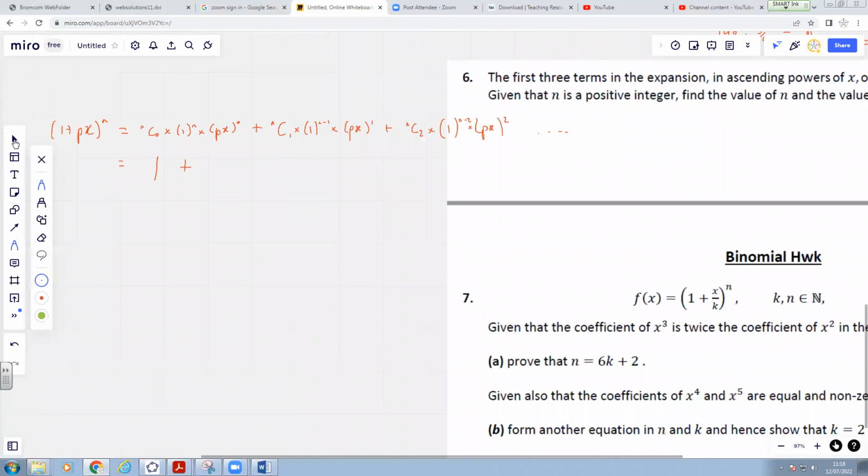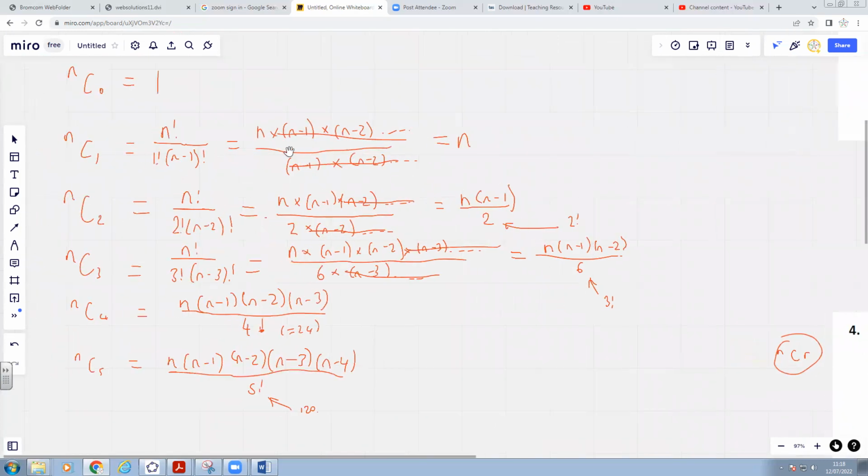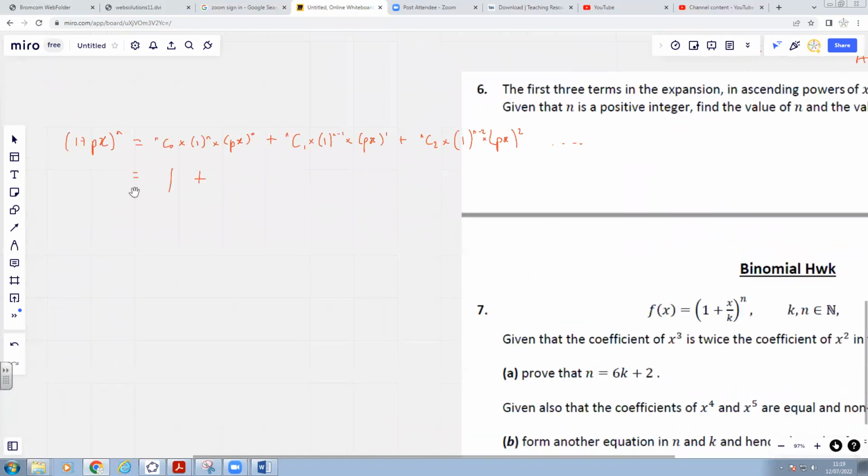Then we're going to have n choose 1. And n choose 1 equals n. That's because n choose 1 is n factorial over 1 factorial times (n minus 1) factorial. But n factorial is n times (n minus 1) times (n minus 2), going on until you get to 1. And (n minus 1) factorial is (n minus 1) times (n minus 2), going on until we get to 1. So that cancels with that, just leaving n over 1, which is just n. So what I can do here is write down, this is the same as n times 1 times p times x, npx.